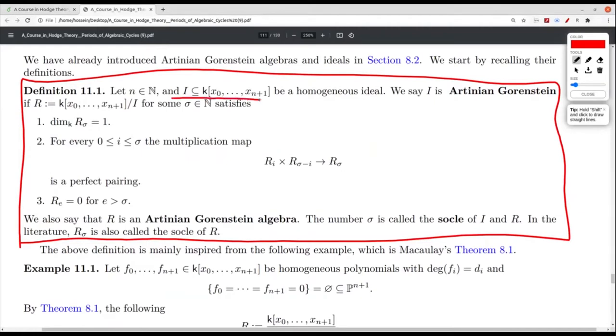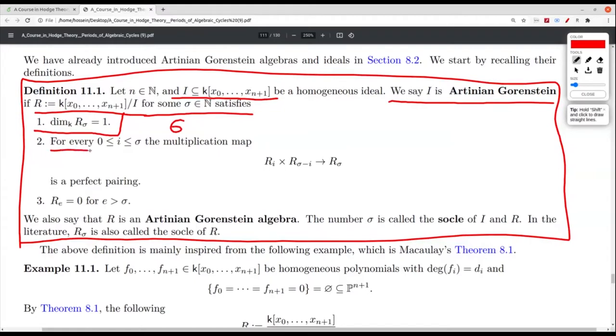If we have an ideal I in n plus two variables, we say that I is Artinian Gorenstein if the quotient ring R, for some natural number sigma, satisfies these three properties. Which ones are these? First, the dimension of the graded piece of degree sigma of R must be 1. This is going to be the last piece of the ring.